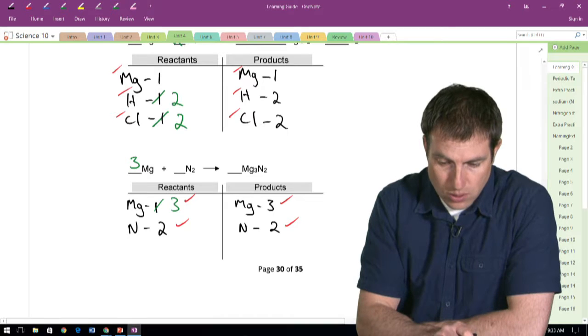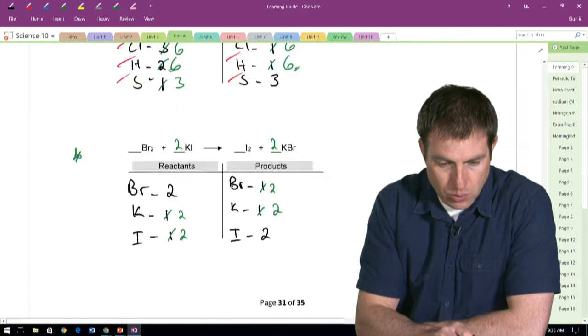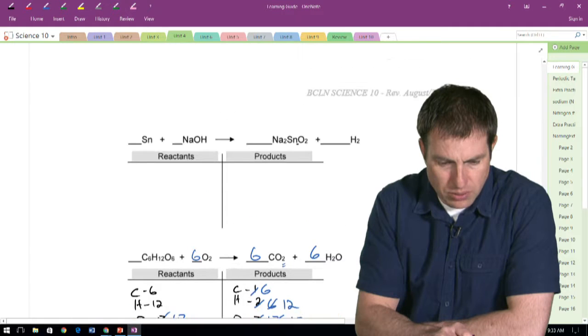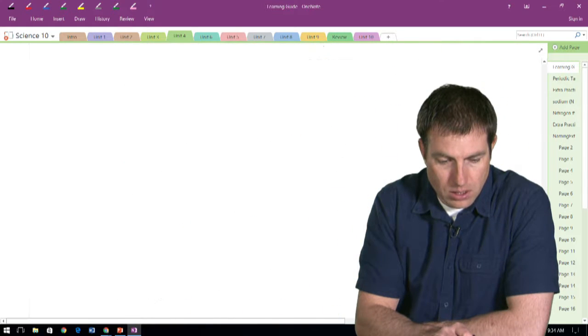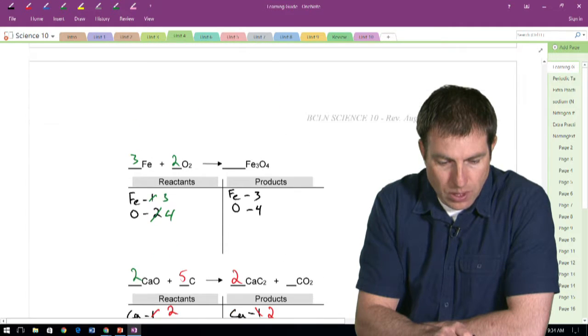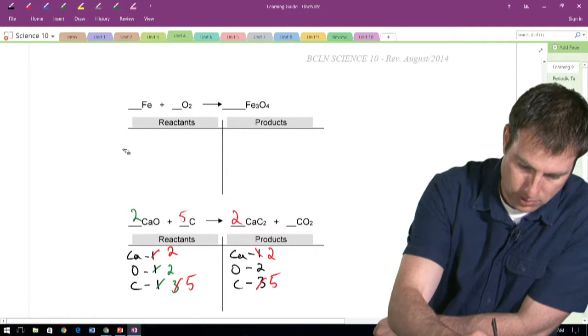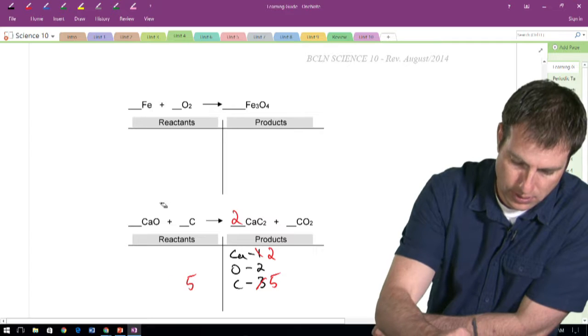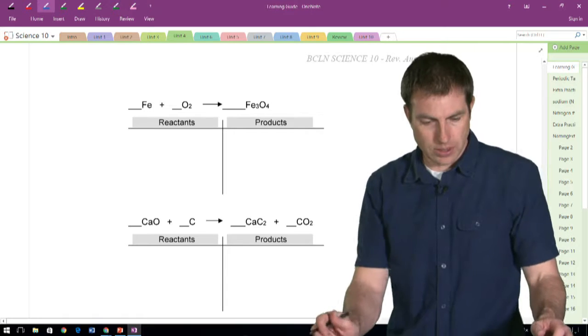Page 32. What is the first reactant there? Costin, what does the equation start with? My 32 is probably different than your 32. Fe. I'm thinking this one here at the top. Let's see if we can't do these. All right, let's start with the top one.